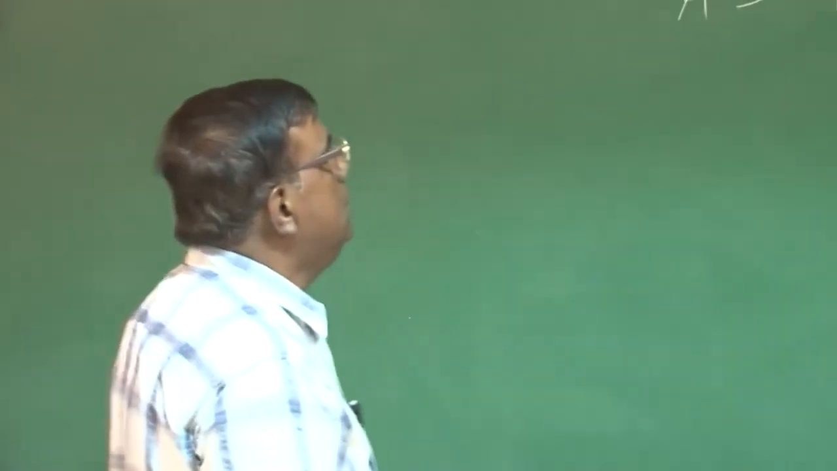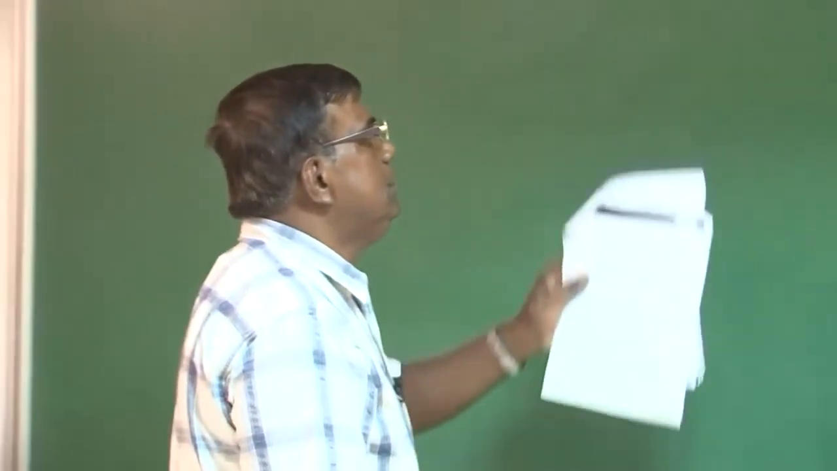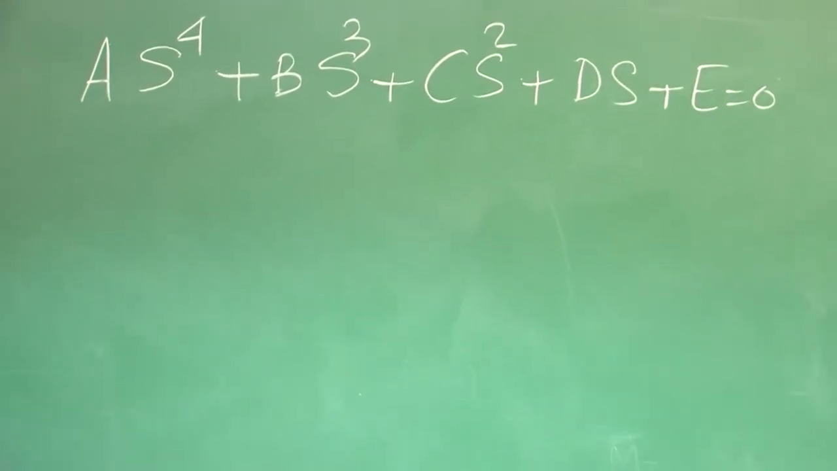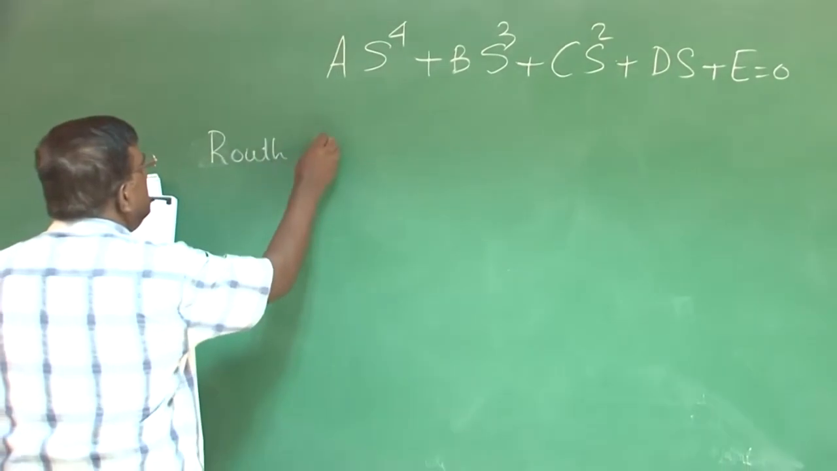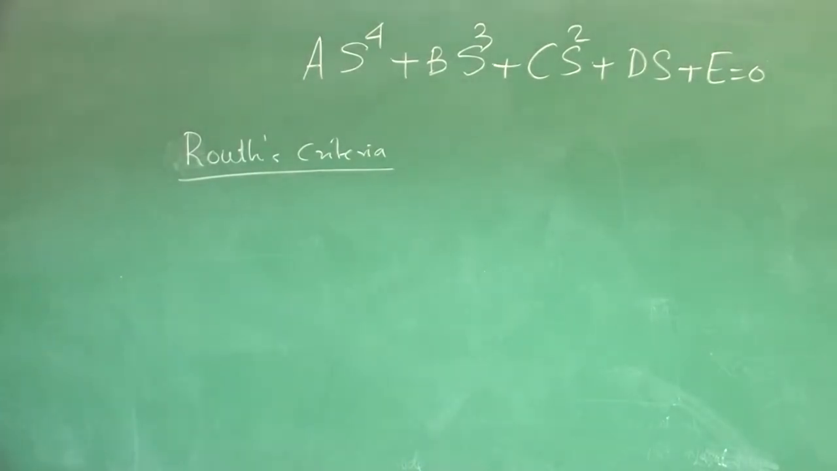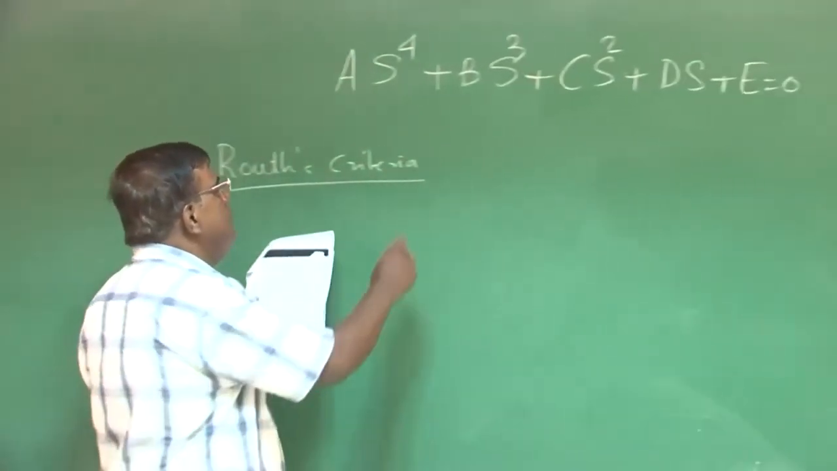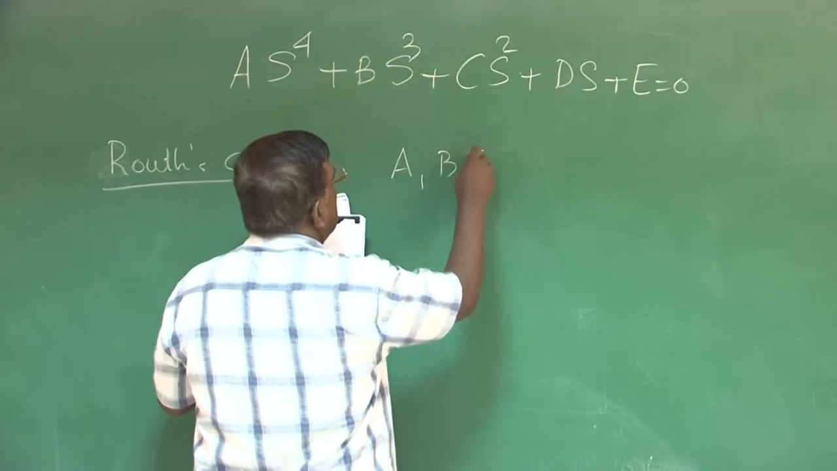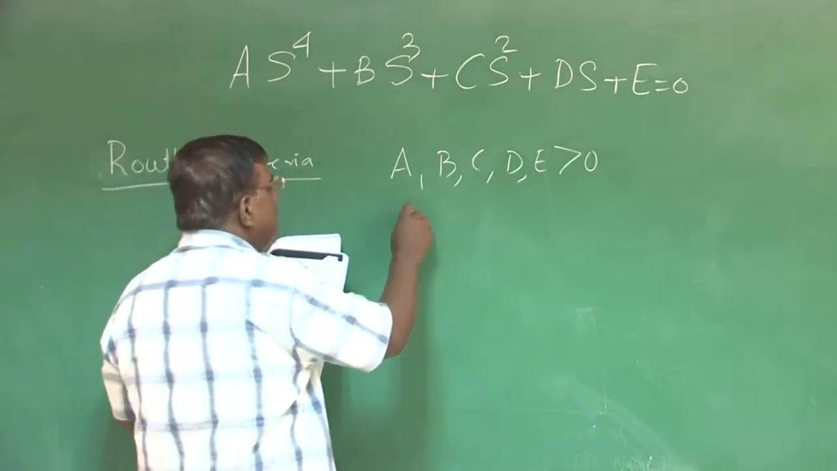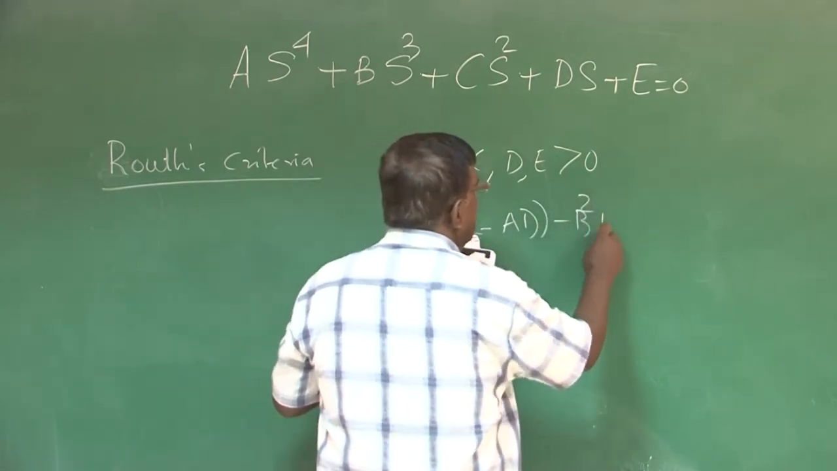To comment on the dynamic stability characteristics of a system having this type of characteristic equation, a quick estimate you can get by applying the Routh criteria. There will be one lecture where the Routh criteria will be explained and some numericals will be solved so that you can be handy with it. But I'm just writing this. Conditions are: A, B, C, D, E, all the coefficients of this equation have to be greater than 0. And also D into BC minus AD minus B square E should be greater than 0.